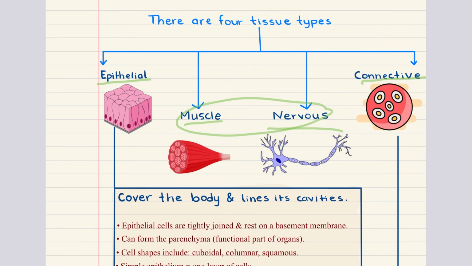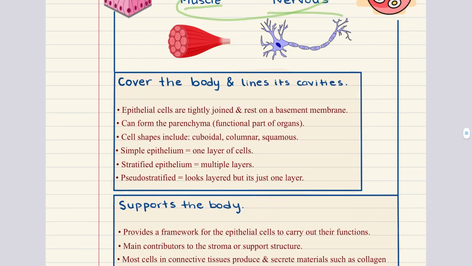Muscle and nervous tissues are going to be covered in later chapters, so today we're just going to focus on epithelial and connective. Epithelial tissues cover the body and they line internal cavities. The epithelial cells are tightly packed together and they rest on a thin supporting layer called the basement membrane. This basement membrane provides structural support and it acts as a barrier between the epithelium and underlying tissues.